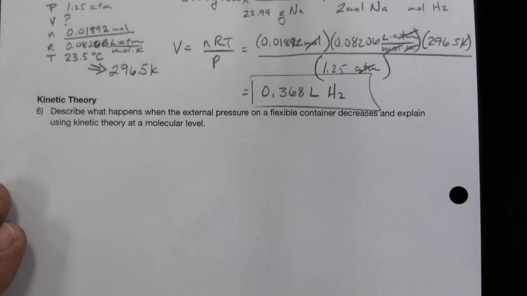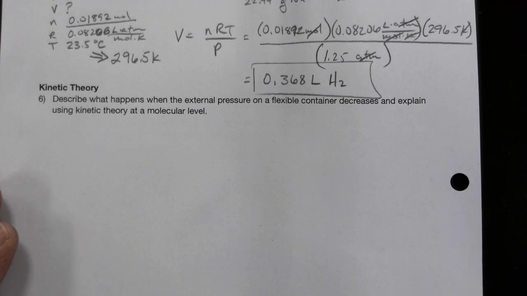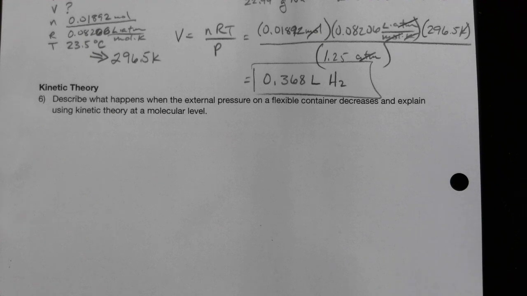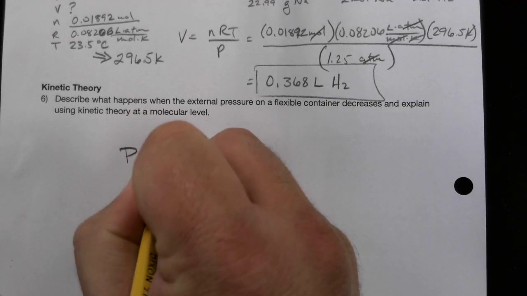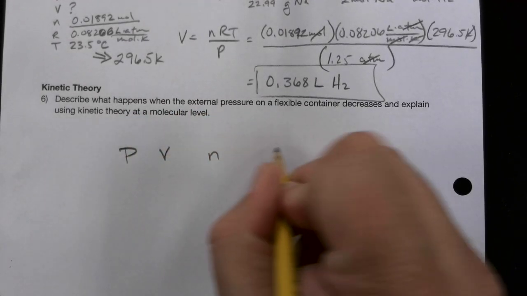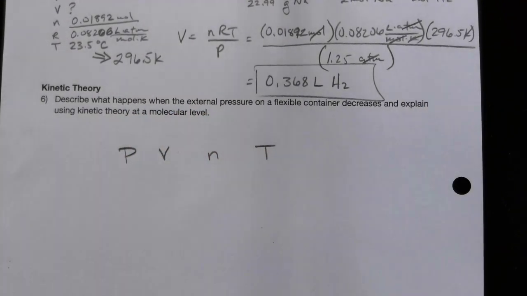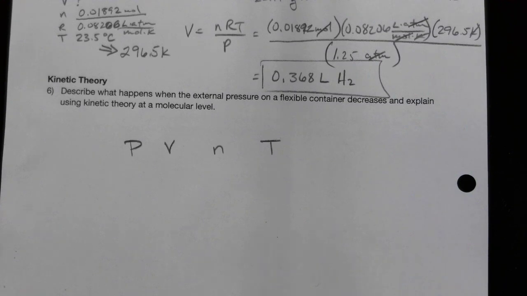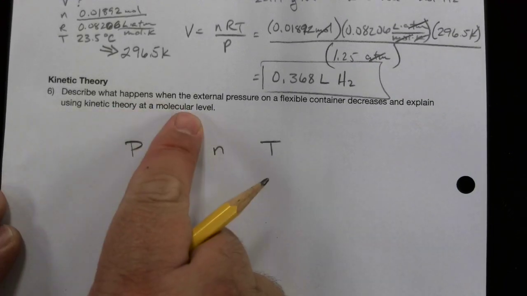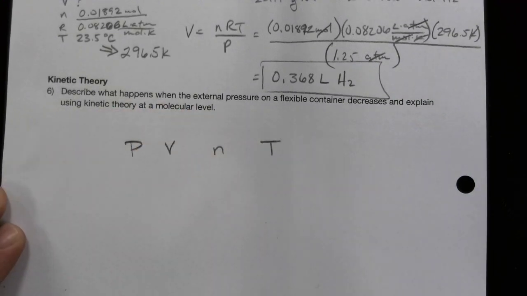The last question, I won't write anything down, but we'll just talk about it real quick. I want you to describe what's going to happen on a container if we make some sort of change in the gas. And there's a lot of changes we can make. I guess I will write a little bit. I could change the pressure, the volume, I could change the moles or the temperature. And I want you to explain, using kinetic theory at molecular level, what effect is that going to have?